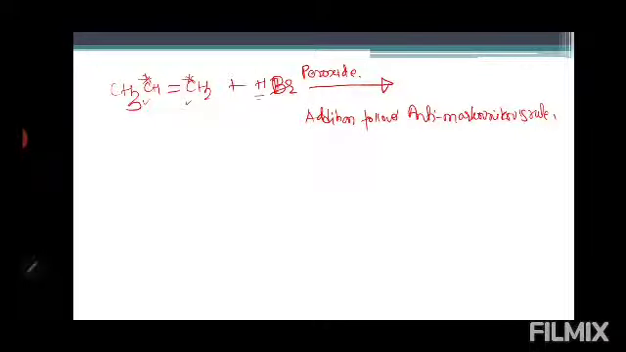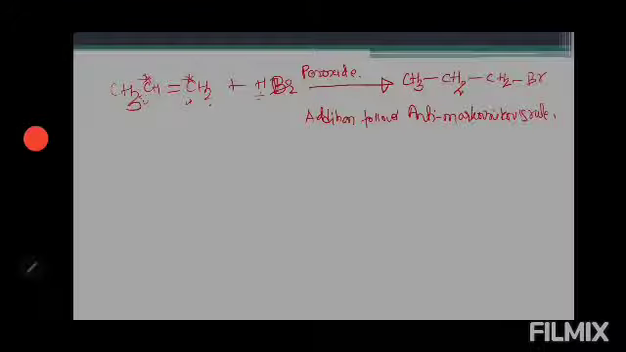Now here, this carbon has 1 hydrogen, this carbon has 2 hydrogen, and the reaction is taking place in presence of peroxide. Now H will go to this carbon which contains less hydrogen and your Br will go to this carbon which contains more hydrogen. So what is the product? You will get CH3 CH2 CH2 Br, so you will get bromopropane in major amount.